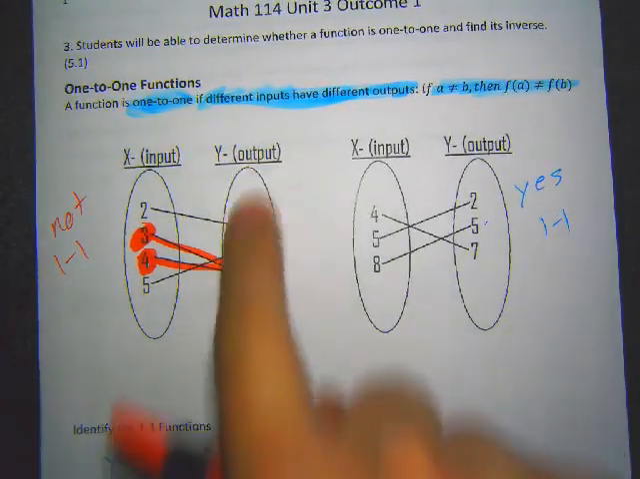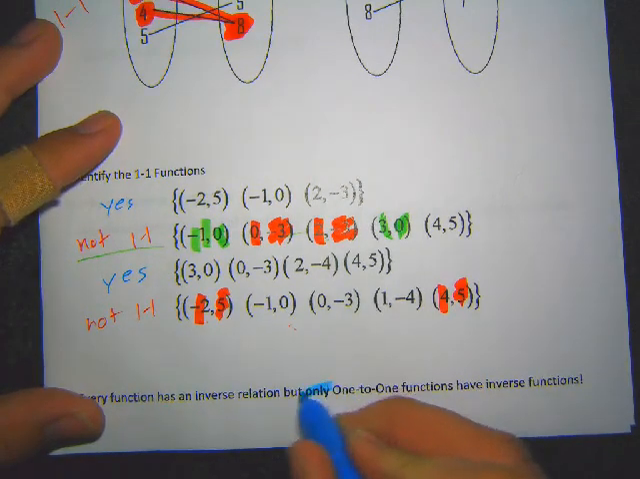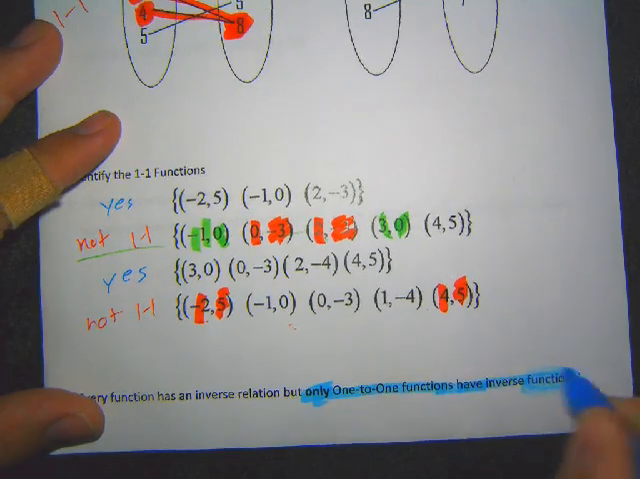So this would become your input, and this would become your output. So every function, you can make it into an inverse, but if you want the inverse to also be a function, you have to work with a one-to-one function. So only one-to-one functions have inverse functions.